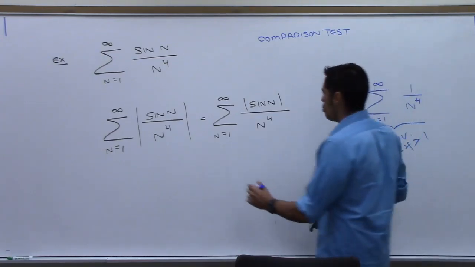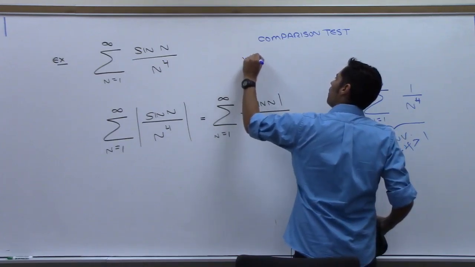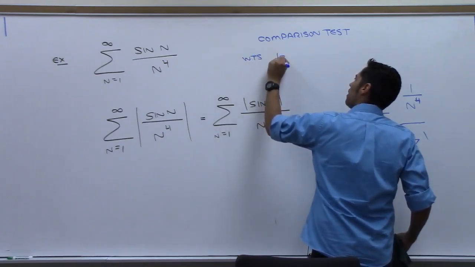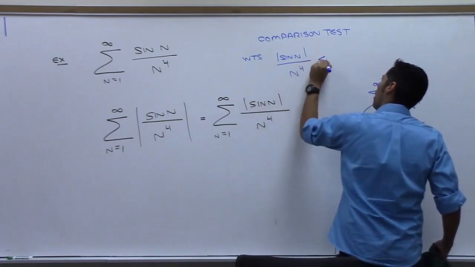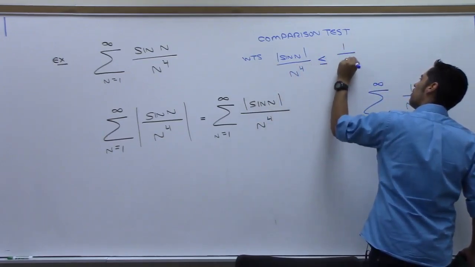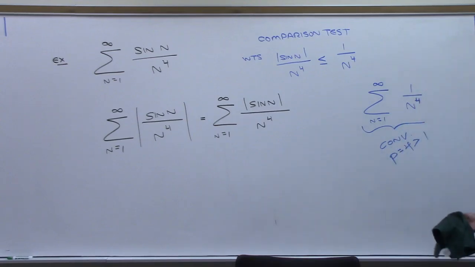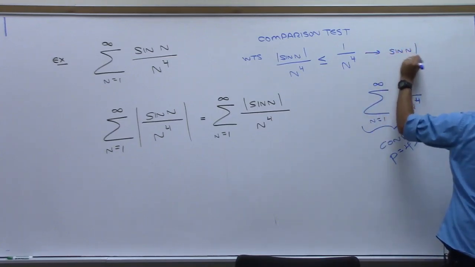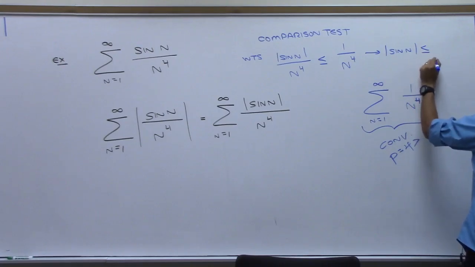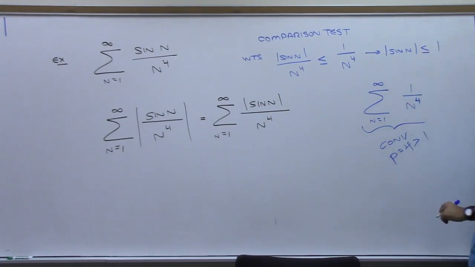Okay, so I want to show that the absolute value of sine of n over n to the fourth is always smaller than or equal to 1 over n to the fourth. Multiply both sides by n to the fourth, and what do you get? The absolute value of sine n is less than or equal to 1, which is true.